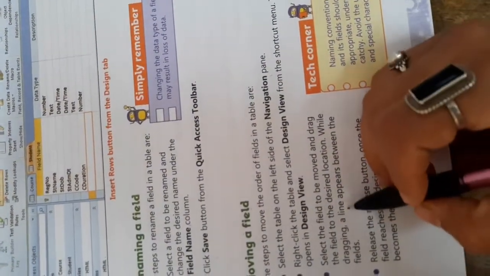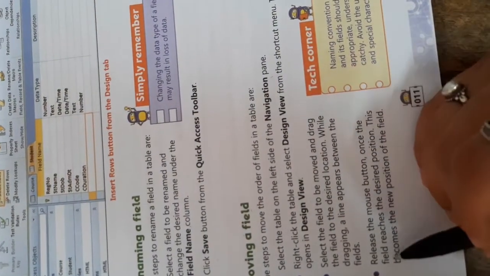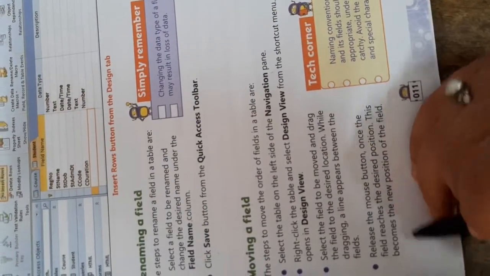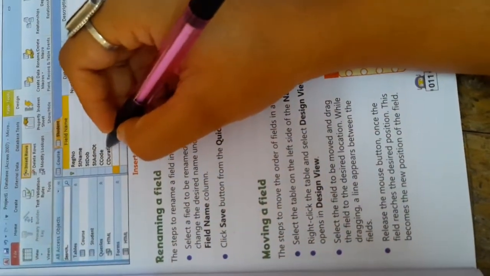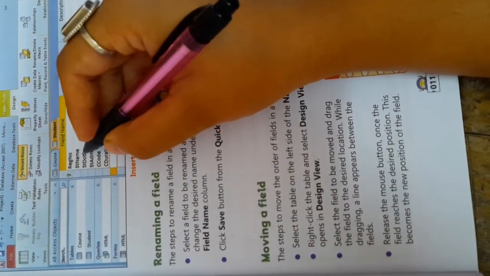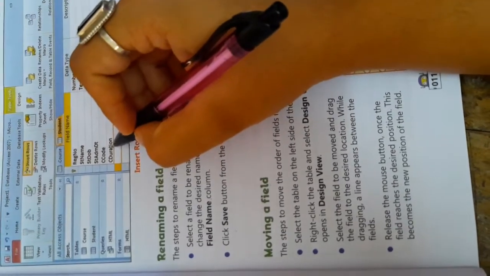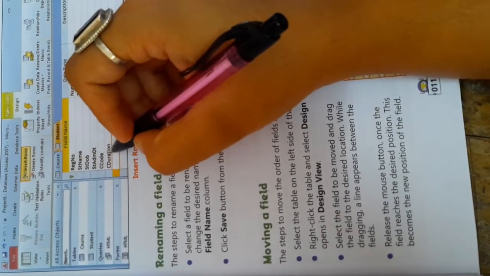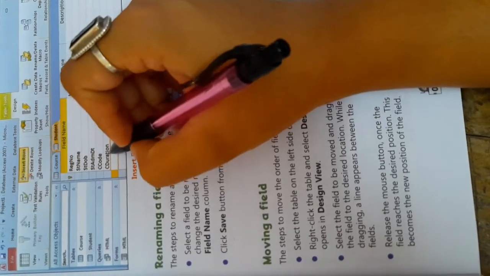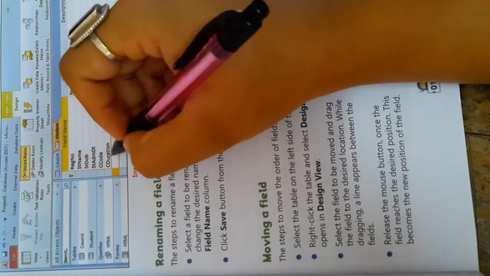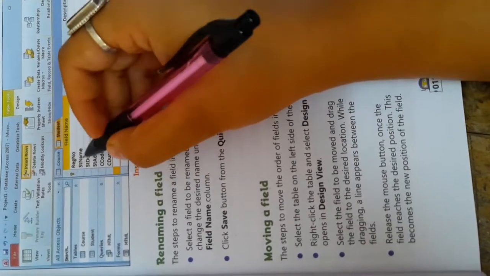While dragging, a line appears between the fields. When you are dragging this from some other place, there will be a line appearing. Release the mouse button once the field reaches the desired position. This becomes the new position of the field. Now, if you want to just put this at this place, you have to just point the mouse here and select this and drag with the mouse to this place so that this field will reach here and these all will shift downwards.